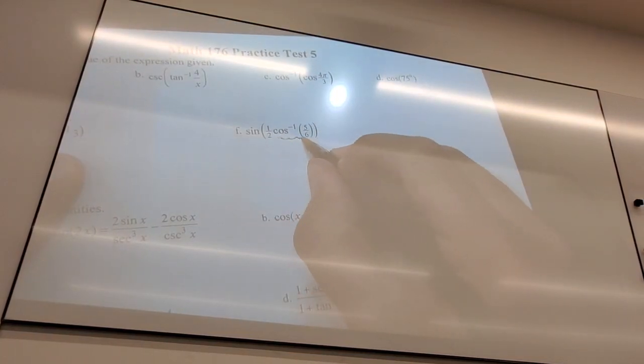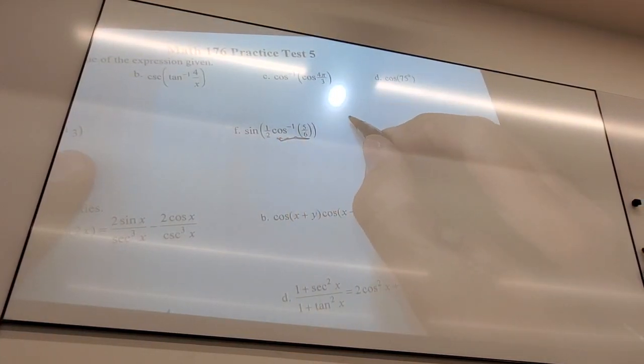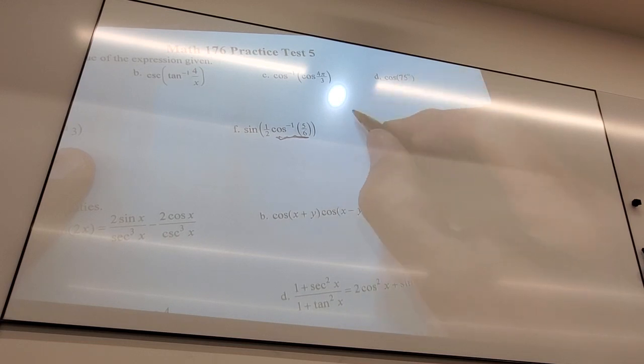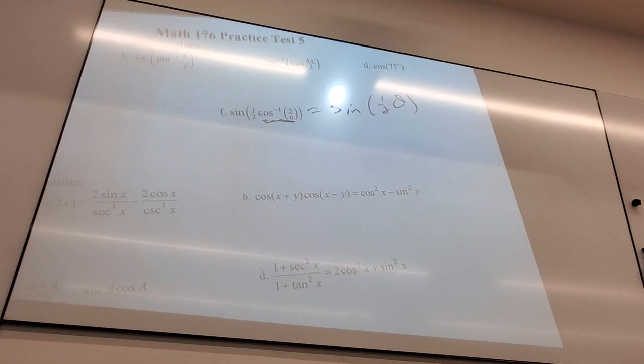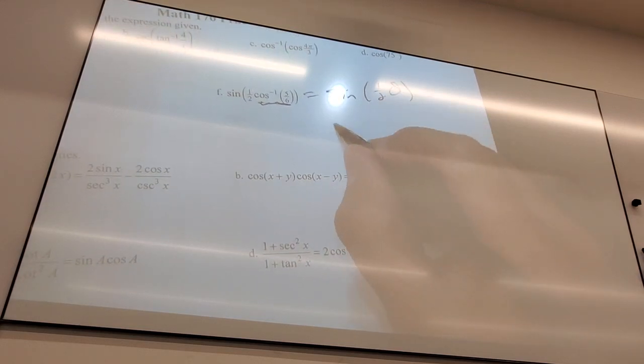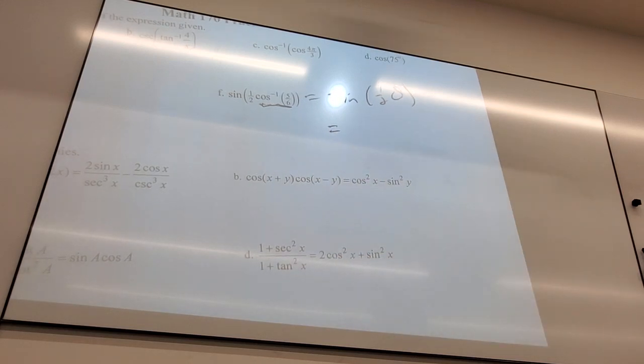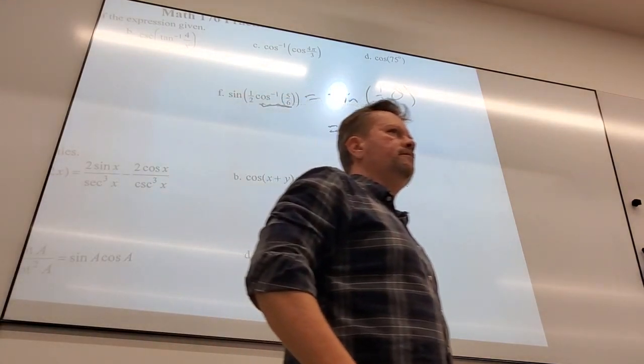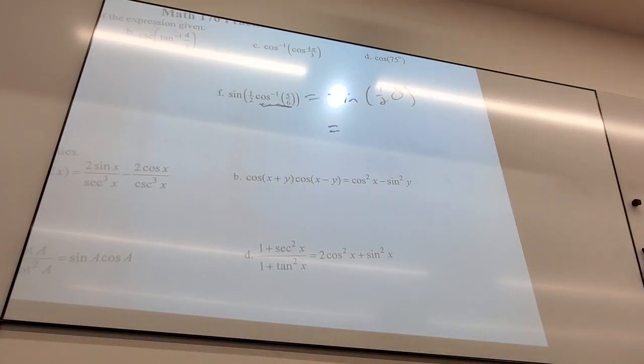This is an angle. Everybody with me? I don't even know what that angle is. So I'm going to rewrite this like this. Do I have a formula for that situation? The half angle formula. Yeah, got a half angle formula. Does anyone remember it? If you don't, you got 24 hours.